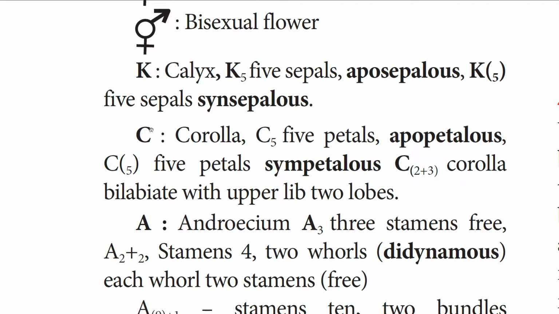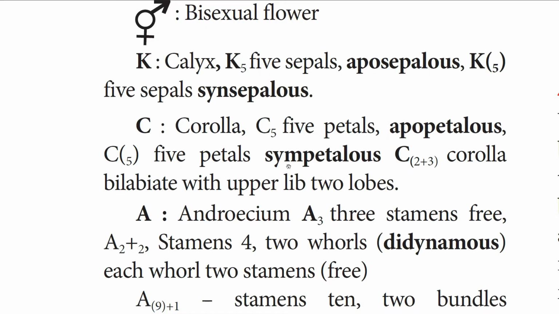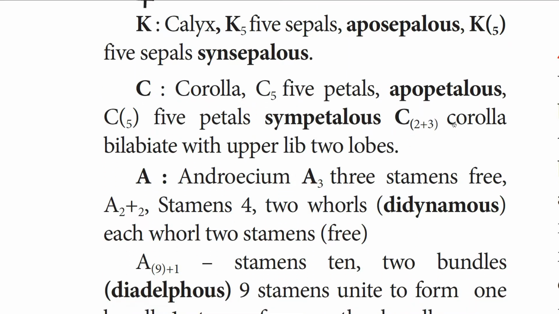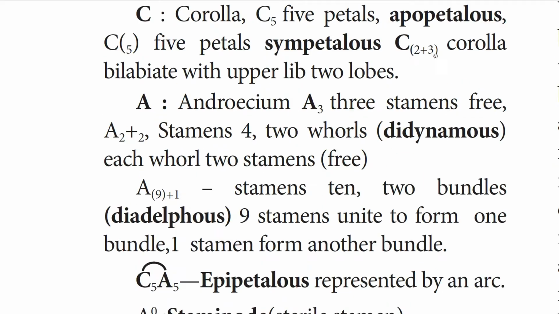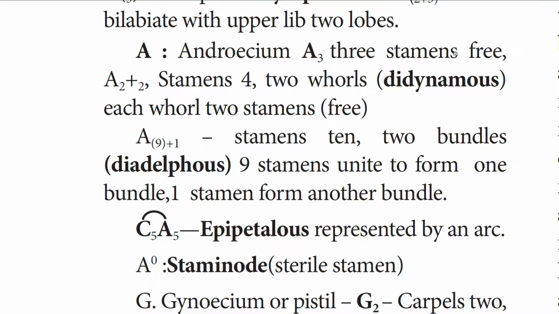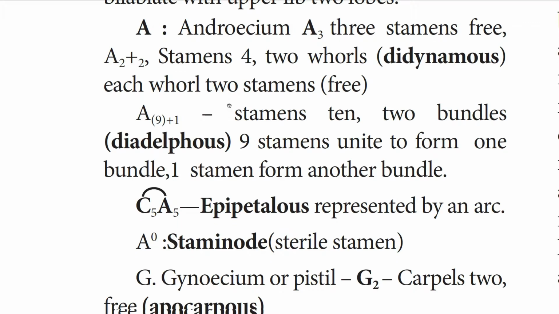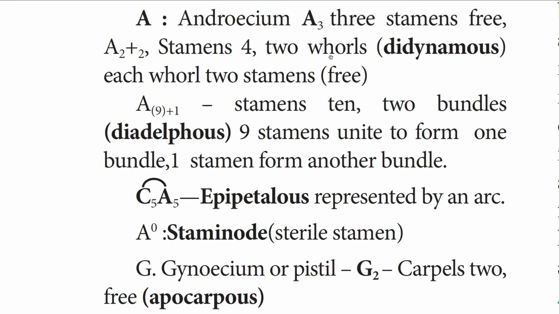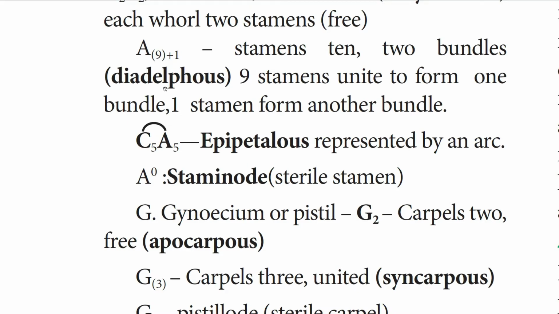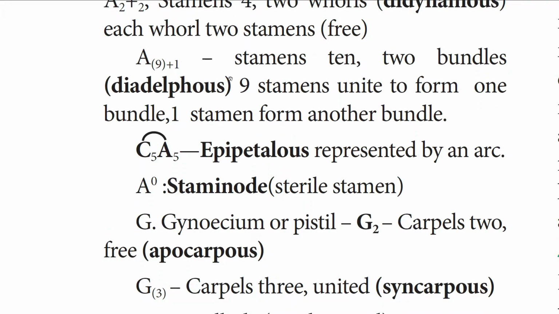Corolla, C for corolla, C5 for apopetalous, and within the bracket if it is synpetalous. If the corolla is bilabiate with the upper lip having 2 lobes, we have to write bilabiate, that is 2 plus 3 within the bracket. Androecium, if they are 3 in number and free, we just write 3. If they are 4 in number and in 2 pairs, didynamous, we have to write A 2 plus 2, and they are free, so no bracket should be written for it.